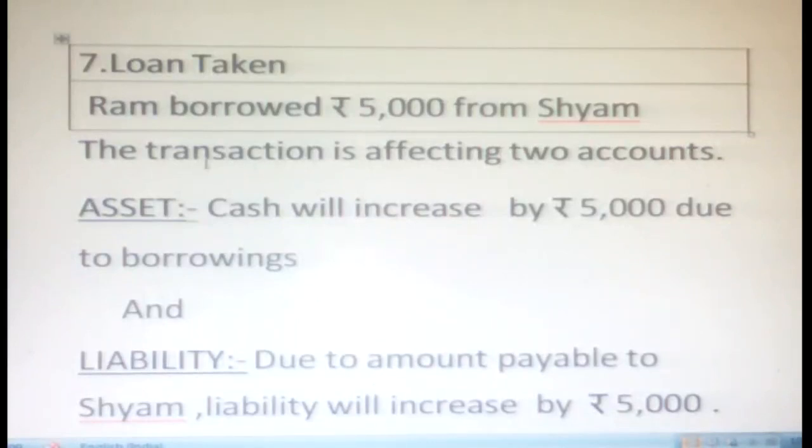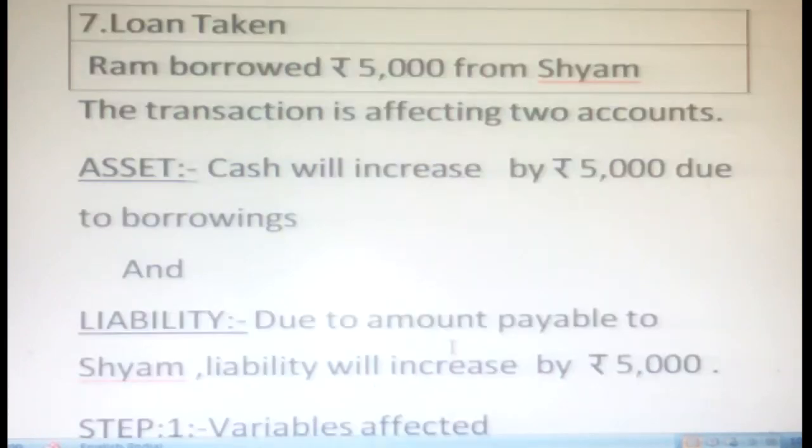Okay, our 7th example. The loan taken, one of the situations. So Ram borrowed 5,000 from Shyam. So the transaction is affecting 2 accounts. How? As a loan we got cash. That's why cash will increase by how much? 5,000 due to borrowings. And similarly liability, due to the amount payable to whom? Shyam. That's why liability will increase by 5,000 as a loan. See here, the giver is what? Shyam. So as a liability you want to pay later on. Correct. That's 2 variables.